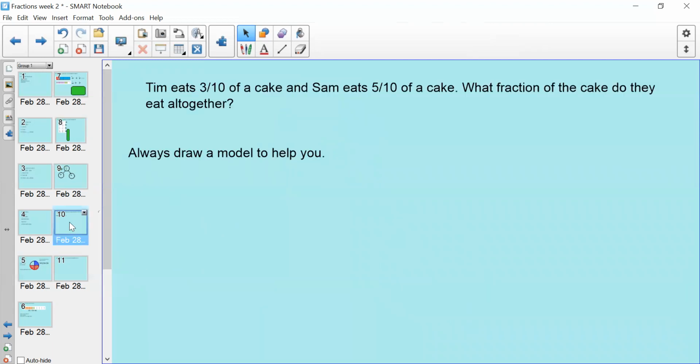Okay, and then lastly, you might get a word problem where you need to add fractions together as well. So Tim eats 3/10 of a cake and Sam eats 5/10 of a cake. What fraction of the cake do they eat all together? So again, you could always draw a model to help you, but how are you going to find the answer? And remember, you also need an answer sentence as well. So pause the video now and have a go at that question.